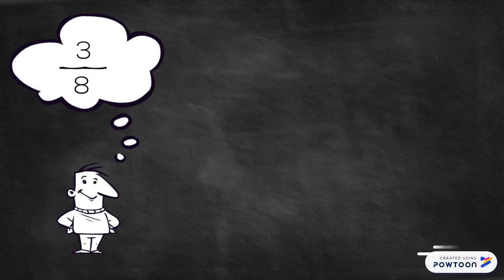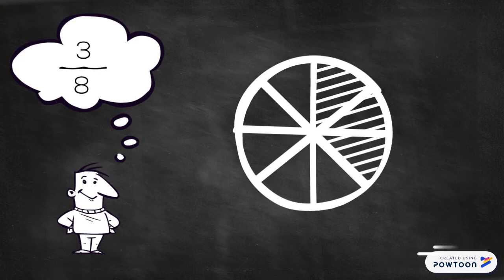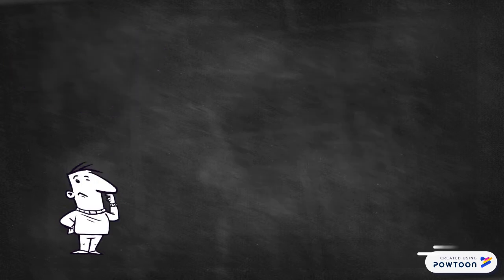Let's look at this in a different way. Let's imagine our circle as a pizza. First, we must divide our pizza into eighths before shading 3 of the eighths. Again, you might notice that 3/8 is slightly less than a half, making it closer to 0 than 1. 3/8 is a proper fraction, which means its value is less than 1.